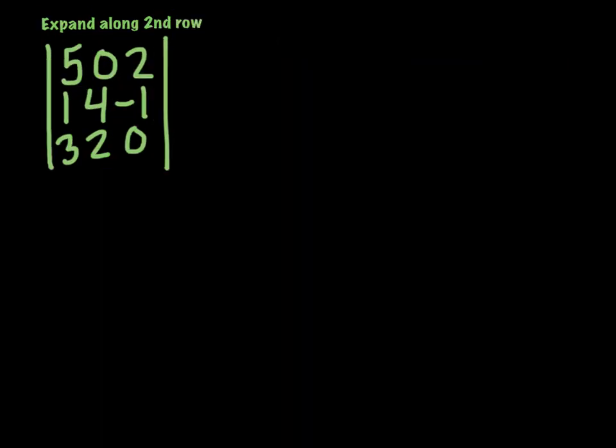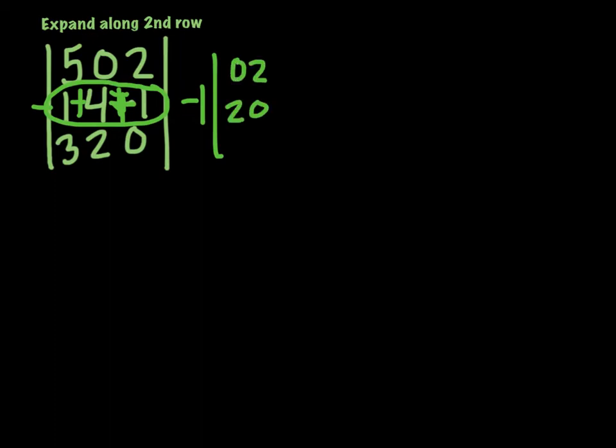So now let's do one where we expand along the second row. So second row would be right here. The signs that go with this are minus, plus, minus. And note that the minus that I'm putting with this negative 1 goes in addition to the negative, so it's actually going to turn into a plus 1. So I have minus negative 1 times the 1's minor, which is going to be 0, 2, 2, 0. I have plus 4 times the 4's minor, 5, 2, 3, 0.